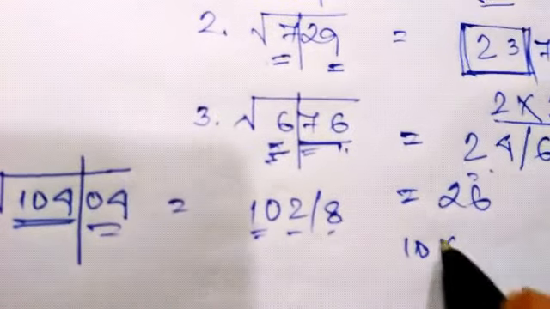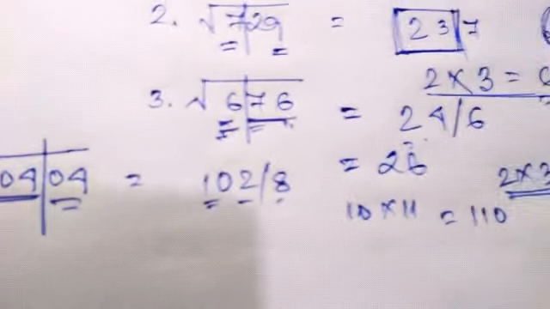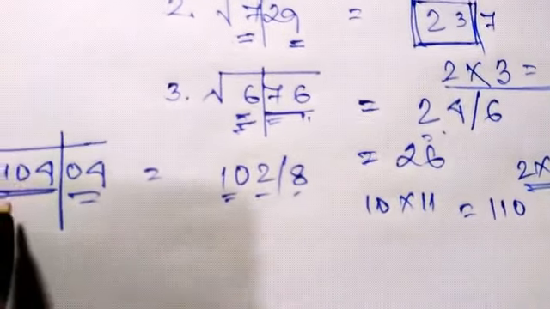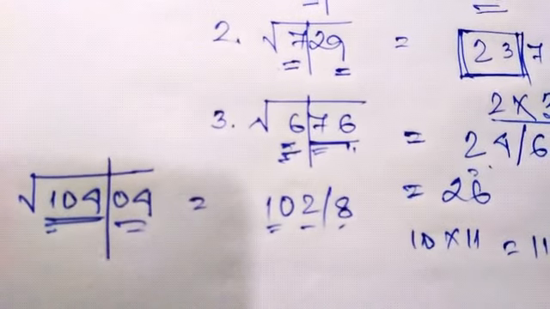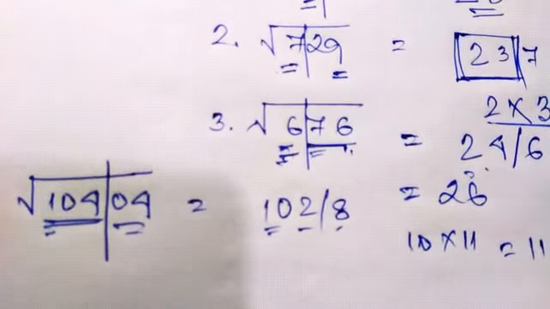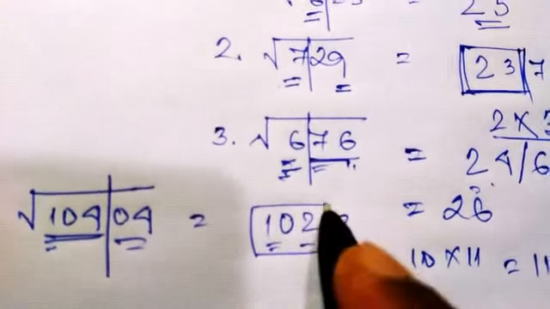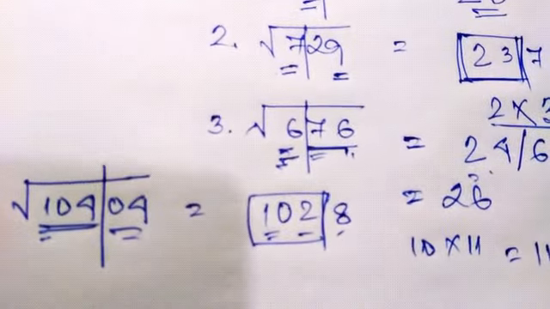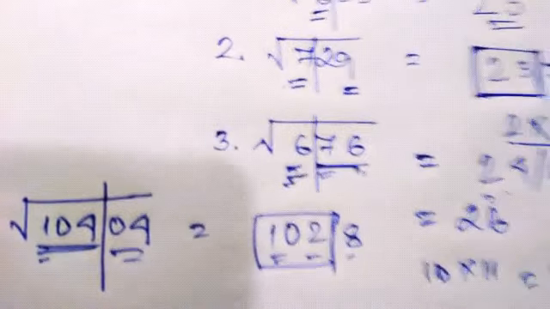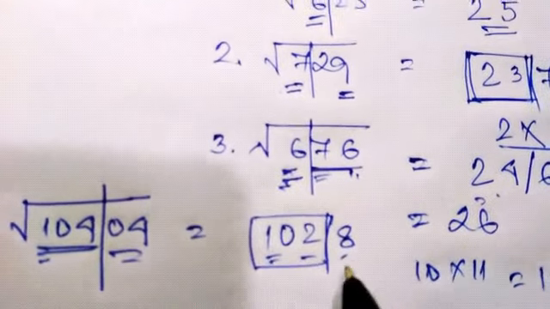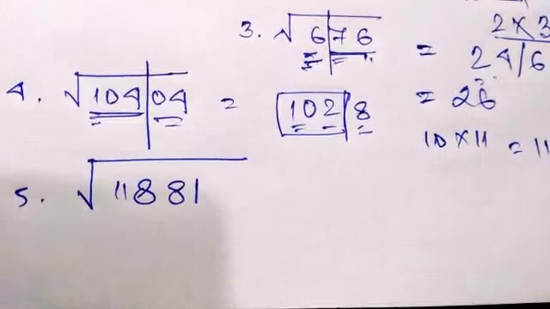Now 10 into 11 will make 110. But it was 104. Now 104 is less than 110, so I will take the smaller one, 102. If 104 was greater than 110, then we took 108. So the answer is 102.